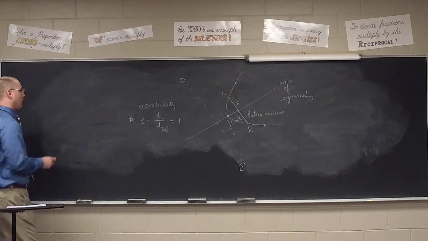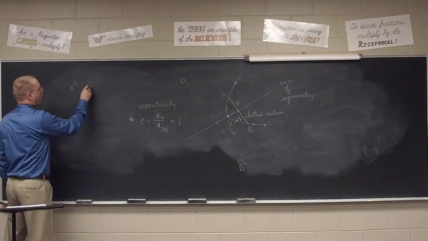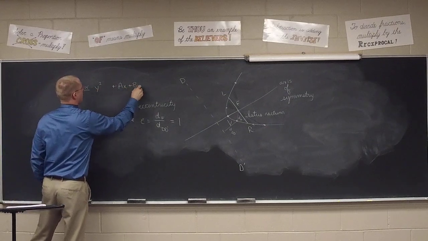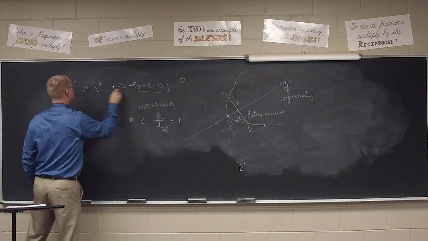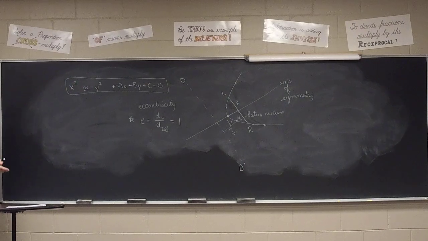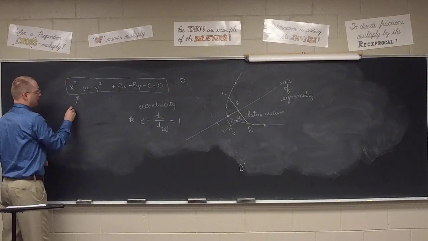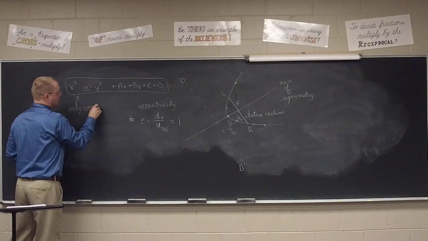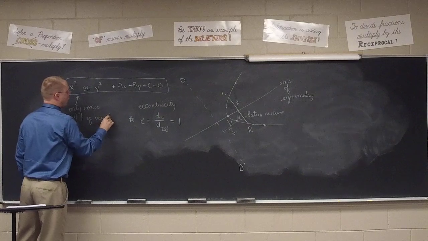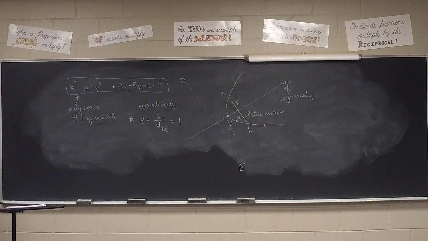When you're working with a parabola, your form will always be x squared or y squared plus ax plus by plus c equals 0. Where with the circle, it was x squared plus y squared plus ax plus by plus c equals 0. With the parabola, it's either going to be x squared or y squared. This is the only conic with one squared variable, which makes it really easy to spot. If only one of them is squared, it's got to be a parabola.